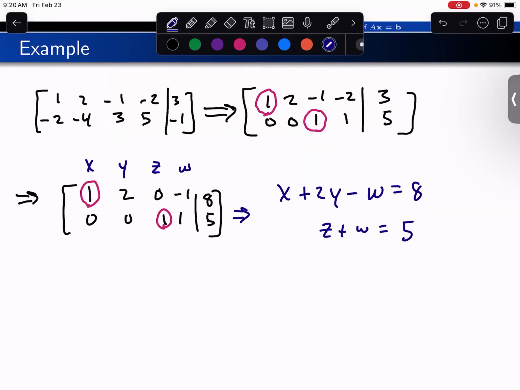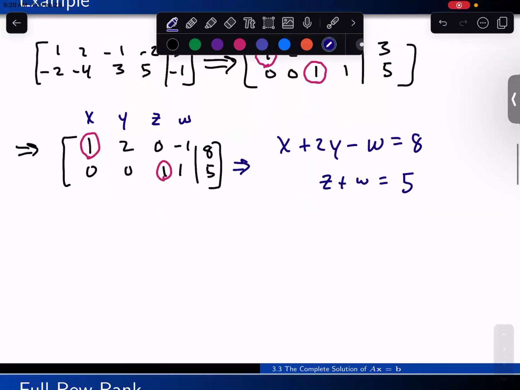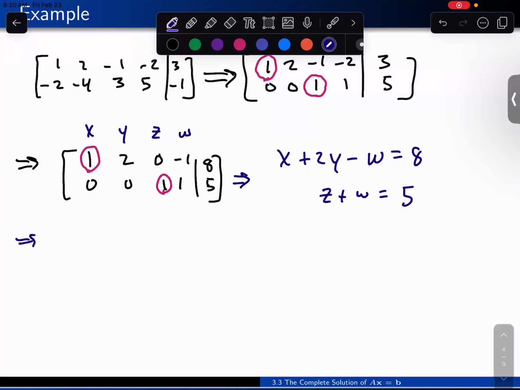And so the y and the w, they don't have pivots in these columns, so these are going to be the free variables. And so we're going to be solving for x and z in terms of y and w, the free variables, just like we were doing on Wednesday when we were solving for the null space, right? So we have x is going to be equal to 8 minus 2y plus w. And then we have that z is going to be equal to 5 minus w.